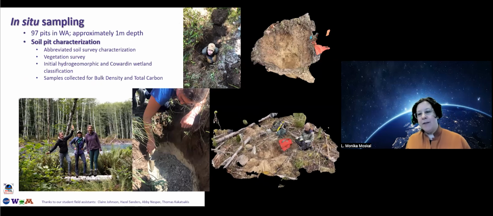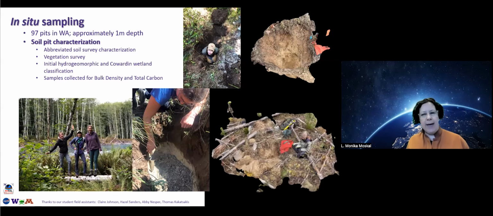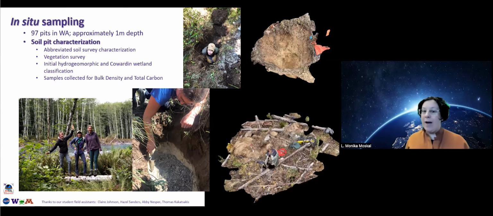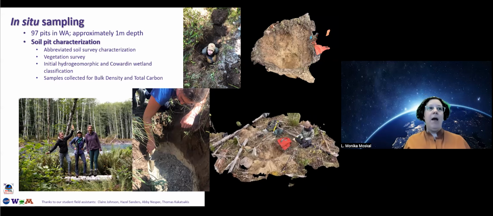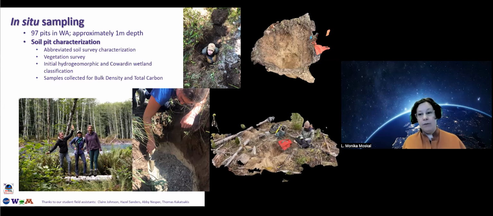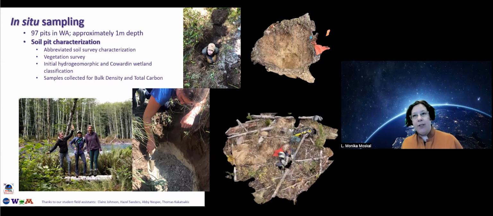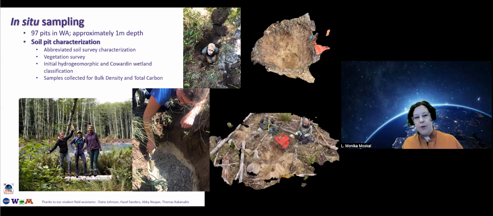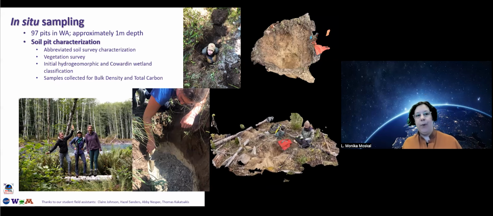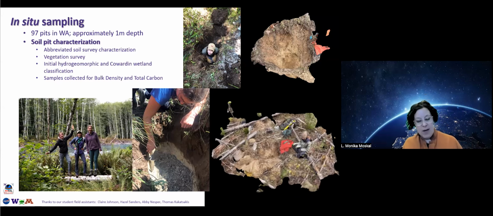I mentioned the field sampling, so 97 pits in Washington State. I think we're actually at 98, approximately 1 meter depth. We also got lucky, and one of our stakeholders had some additional funding to do this for a watershed in Alaska. So we now tested and extrapolated our methods to a wet region along the Pacific Northwest in Alaska, and we're able to sample below ground carbon at these plots.